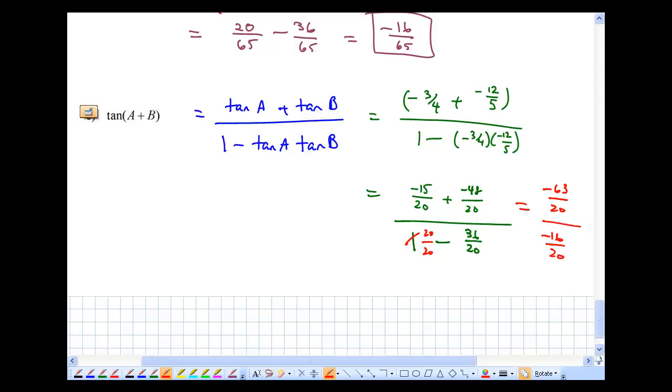We can simplify this, because that's the same thing as negative 63/20 divided by negative 16/20, which is the same thing as taking the first fraction and multiplying it by the reciprocal of the second. Luckily, those 20s divide out, and I believe we just have 63/16. Yay! We're done.